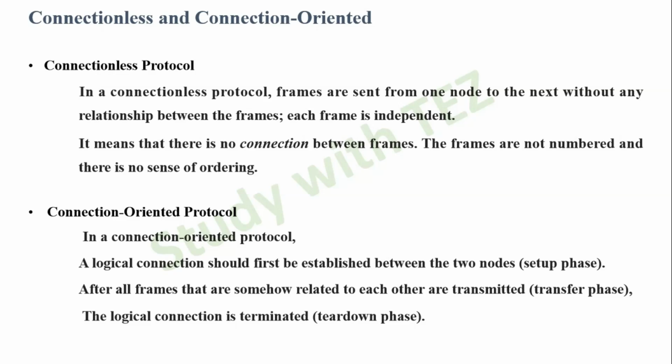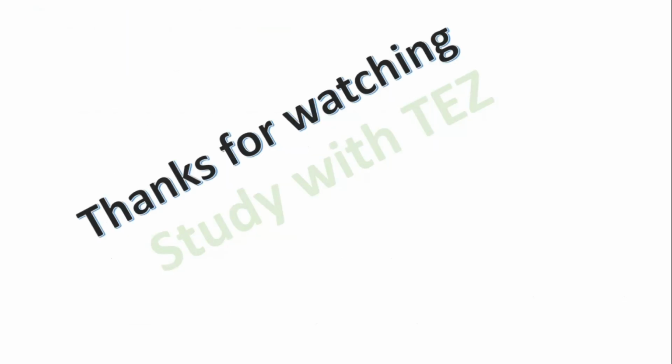Whereas in a connection oriented protocol, we have to do three things. First, a logical connection should be established between two nodes. Then all the frames that are related to each other are transmitted; that is called the transfer phase. The last phase is to tear down the logical connection that was established, once the data transfer has been completed. So this is all about the services provided by the data link layer.